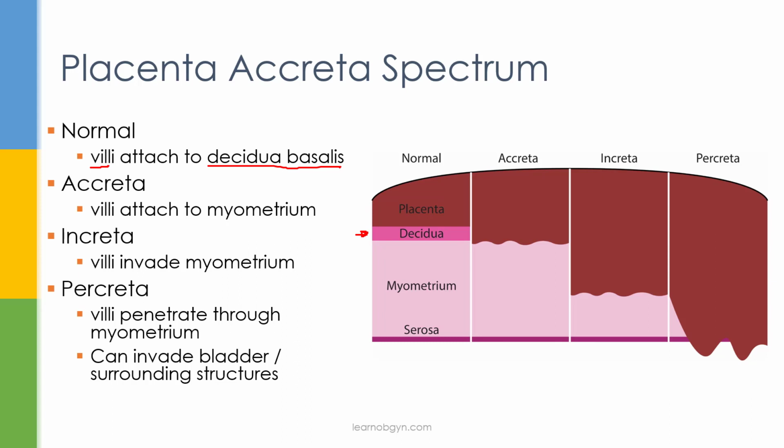There are 3 subcategories. A placenta accreta is attached right to the edge of the myometrium. Here you could see it goes past the decidua and attaches to the myometrium here.